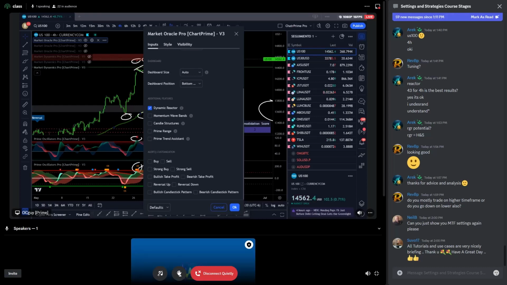Rash, do you mostly trade on higher time frames, or do you go down to lower time frames also? When I'm trading seriously, I do it on the 4 hours. When I trade to actually make good profits, I do higher time frames, like 4 hours.